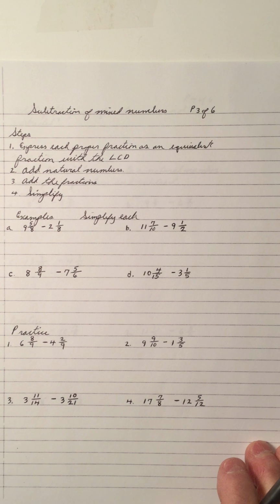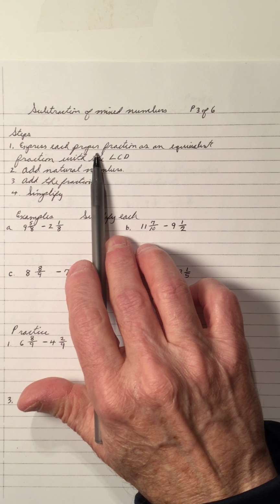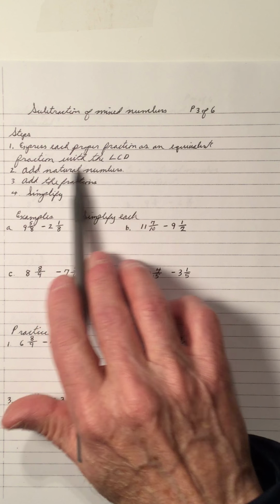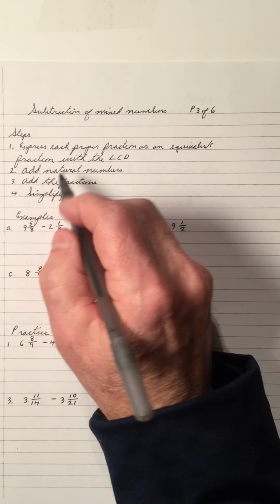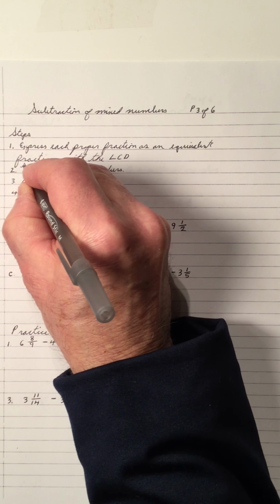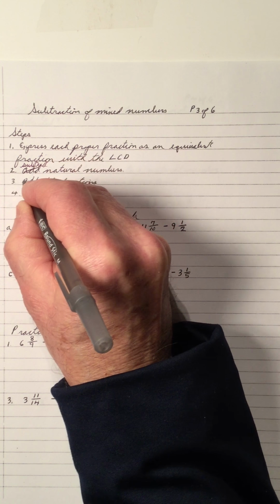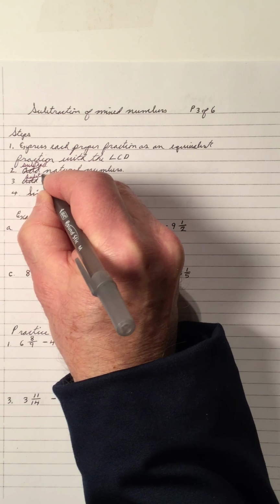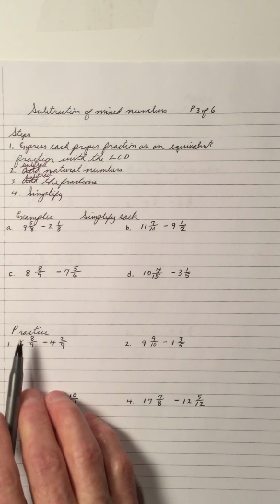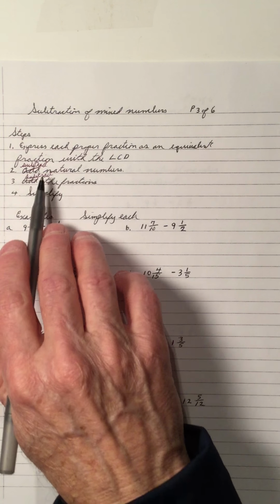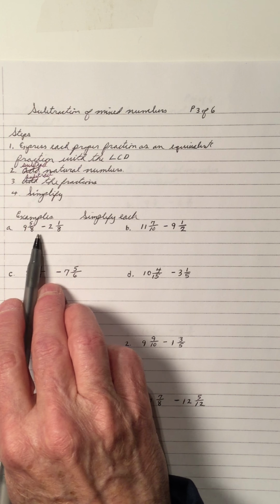Subtracting mixed numbers is the same steps. We have to write each proper fraction as equivalent to the LCD. Notice I got mixed up here. I should have subtracted. We're subtracting. Sorry about that. I read the first one on addition and kept it there. Just changed my numbers down below. Sorry about that. Subtract the natural numbers. Subtract the fractions. Simplify. Now we're subtracting.